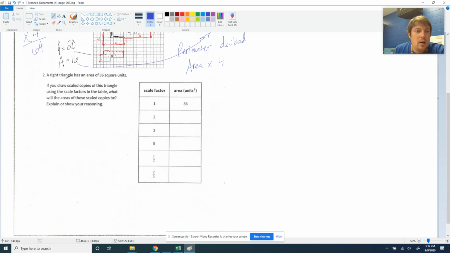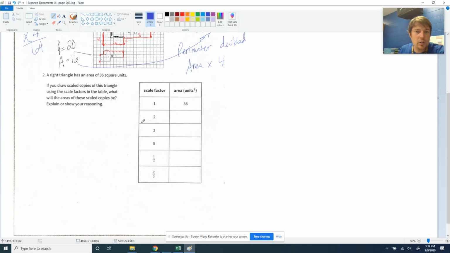All right. Number 2, a right triangle has an area of 36 square units. A right triangle. All right. If you draw scaled copies of this triangle using the scale factors in the table, what will the areas of these scaled copies be? Explain or show your reasoning. All right, and what we learned in class on Thursday is that whenever you use a scale factor from one shape to a copy, the area doesn't multiply by that scale factor, okay?